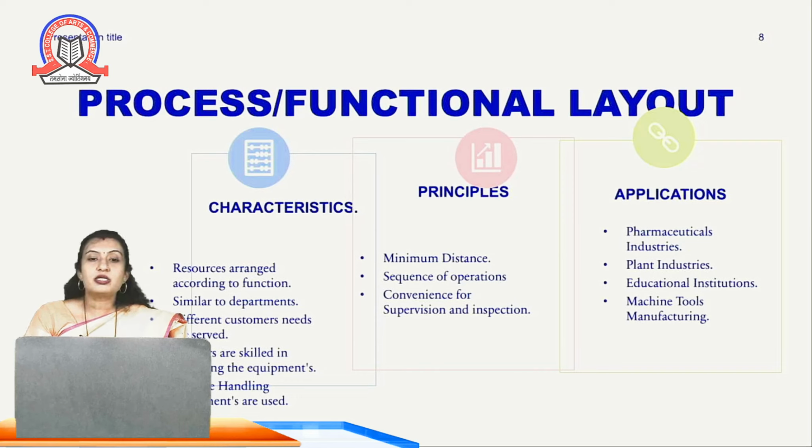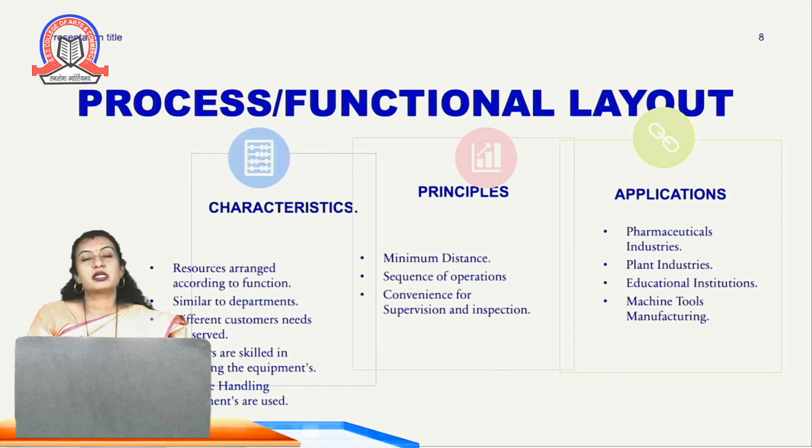Process or a functional layout is basically used in the pharmaceutical industry or the educational institutions. This layout, in very simple terms, can be like in the offices, where you will see different departments. Like if you go to a bank, in the bank there are different sections. So these sections are basically called departments. There will be a section for accounts, a section for customer handling and customer query, and a section which is looking into the current account status. So different sections are there.